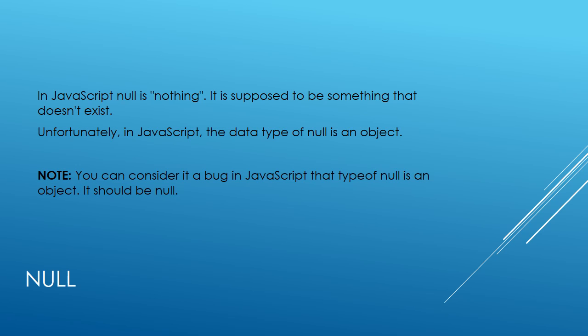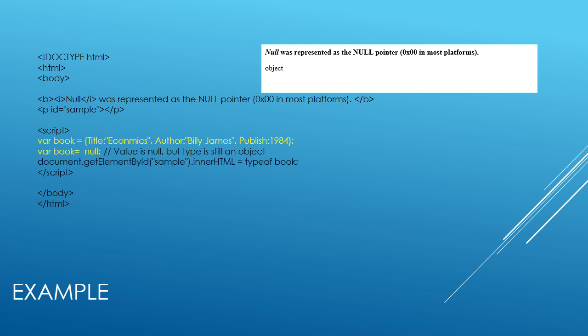In JavaScript, null is nothing. It is supposed to be something that doesn't exist. Unfortunately, in JavaScript, the data type of null is an object. Note: you can consider it a bug in JavaScript that typeof null is an object. It should be null. Null was represented as the null pointer, 0x00, on most platforms.